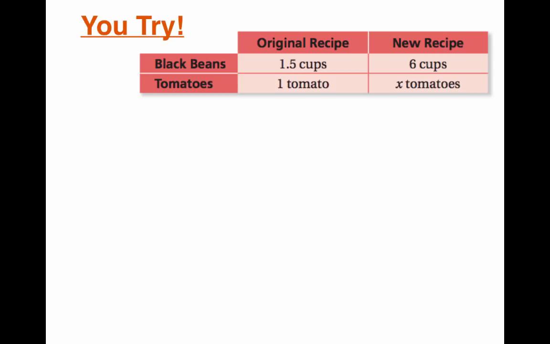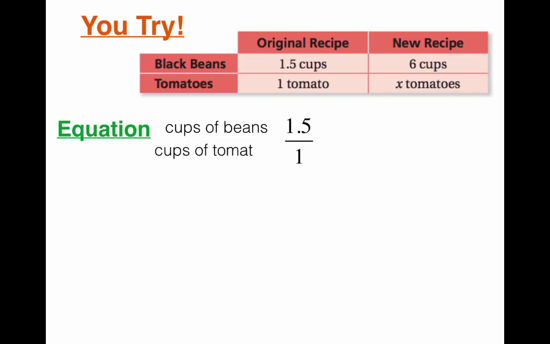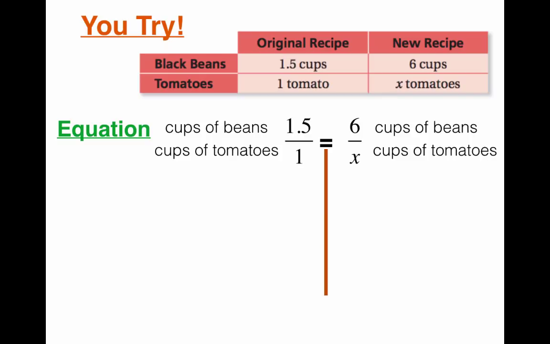Okay, I hope you got an answer. I hope you're unpausing your video right now and you want to check your work. So here is your equation. 1.5 cups of black beans and 1 tomato, I'm going to label that, equals 6 cups of beans and X tomatoes. This is our setup. So we put an equal sign in the middle, we put a line down the middle, and we are ready to solve. Now again, we've got X in the denominator, so why don't we flip it?